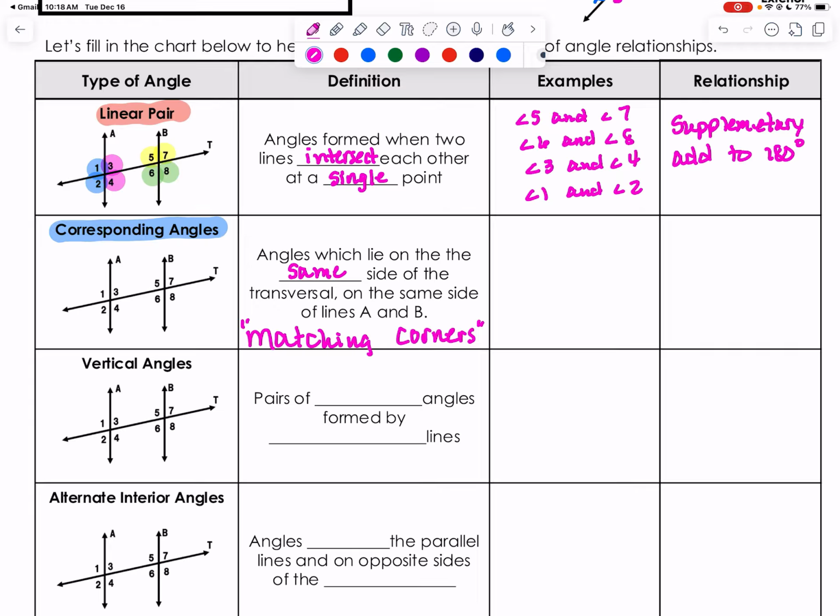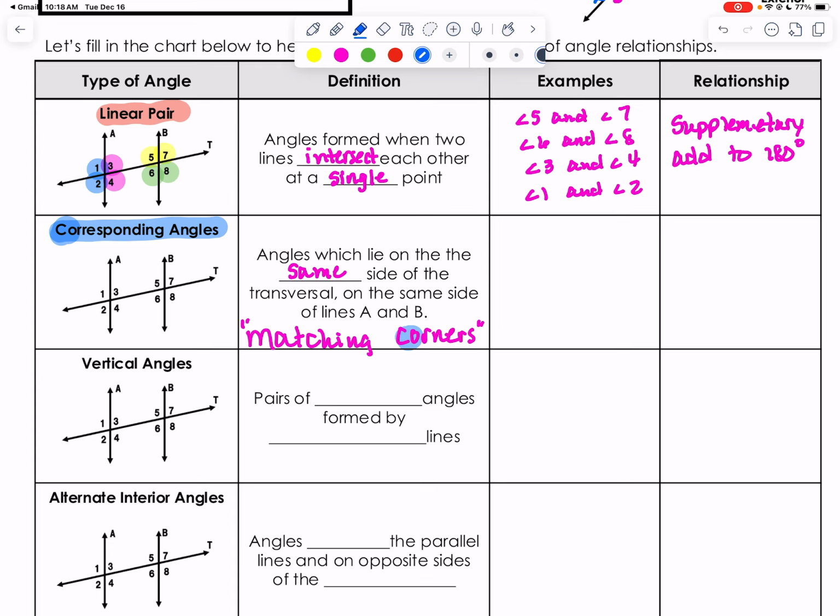Now, when I was your age, I used to remember that by the CO for corners and the CO for corresponding. So that's just the way I helped keep corresponding angles straight in my brain. If that doesn't help you, just ignore it. But it seemed to always help me remember what a corresponding angle is.